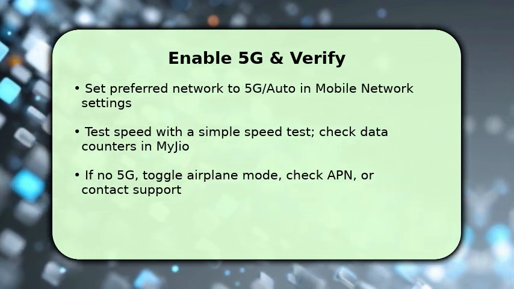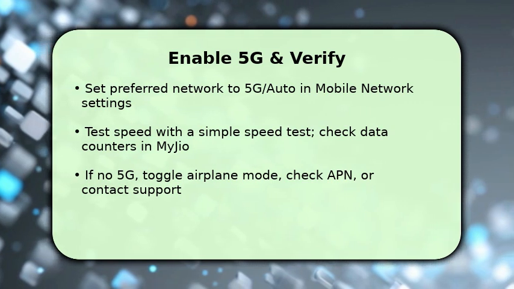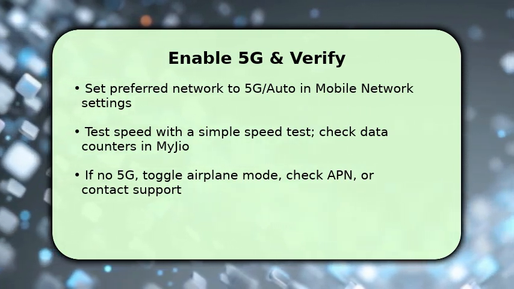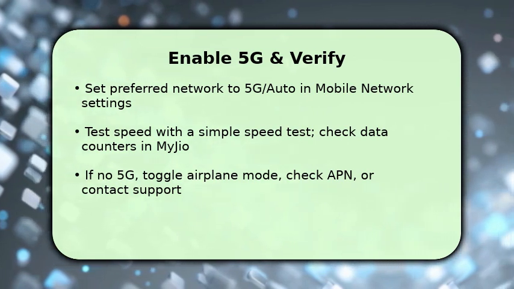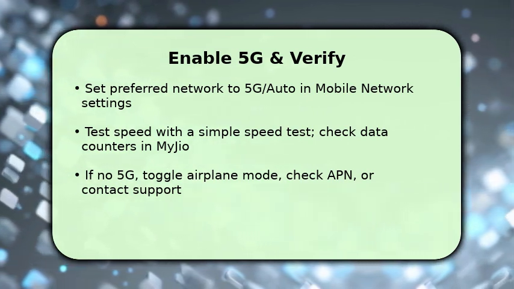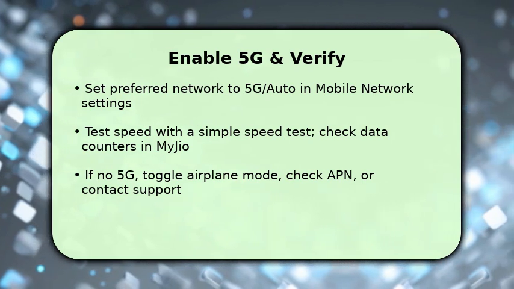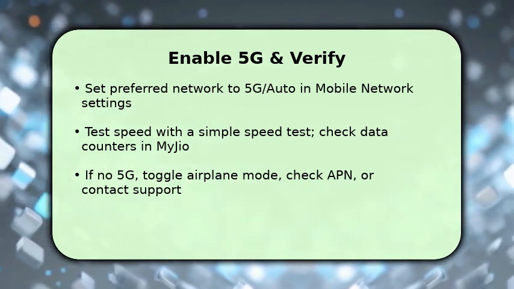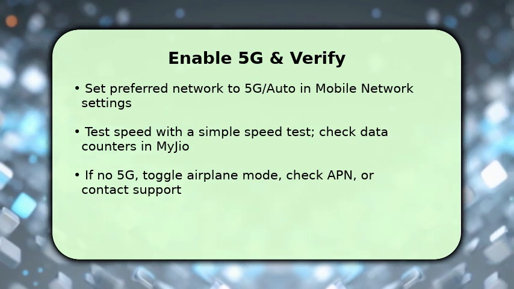If you don't see 5G, toggle airplane mode and restart so the phone re-registers on the network. Make sure APN is set to GeoNet if required. If issues persist, contact Geo support with your activation SMS and IMEI ready. These steps finalize service and provide a single, practical troubleshooting tip to resolve most problems.